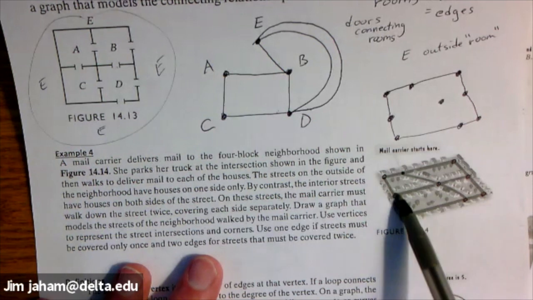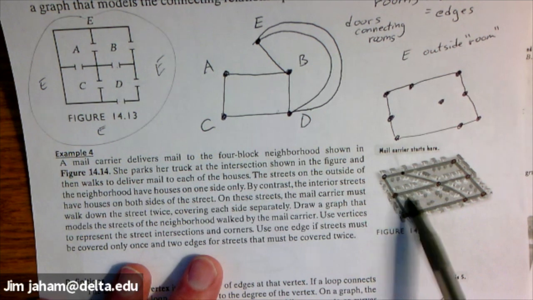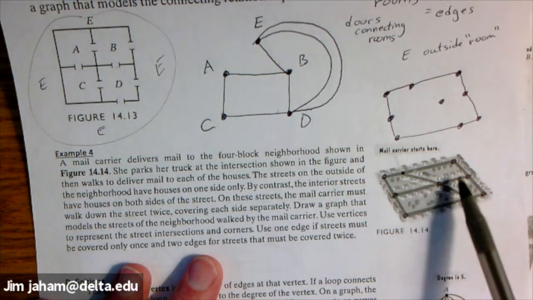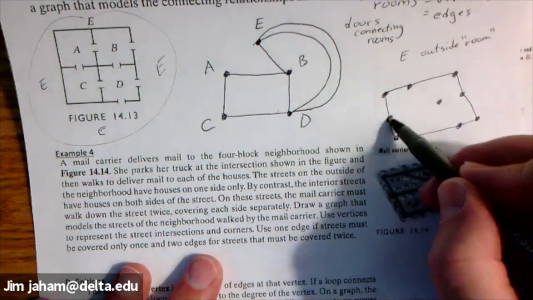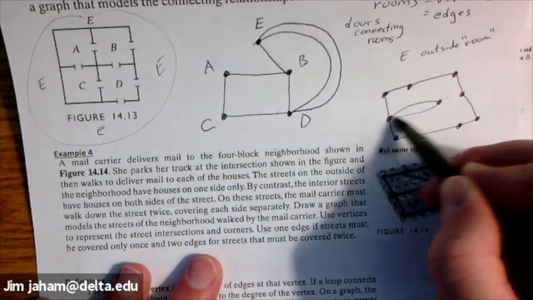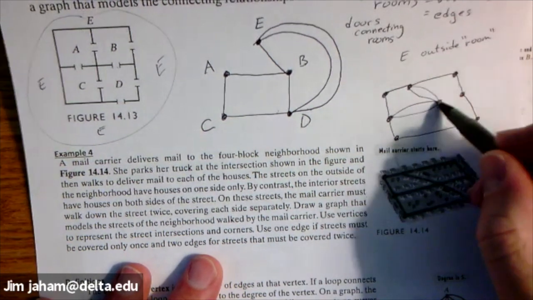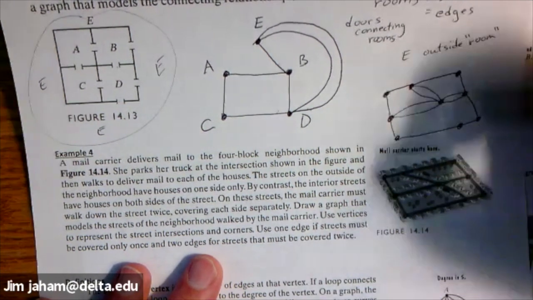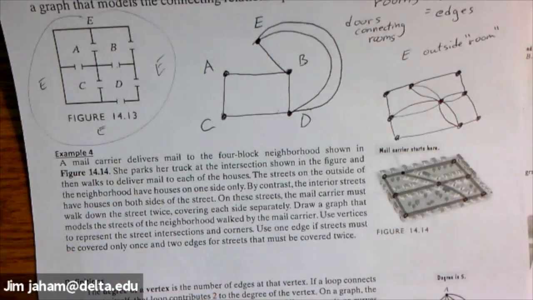And then for all of these streets in the middle, there are homes on both sides of the street. Because of that, we are going to walk down this way and then back, and then walk down this way and then back. We're going back and forth because there's homes on both sides. So here's what this graph would look like. One way for this graph to look is this way.